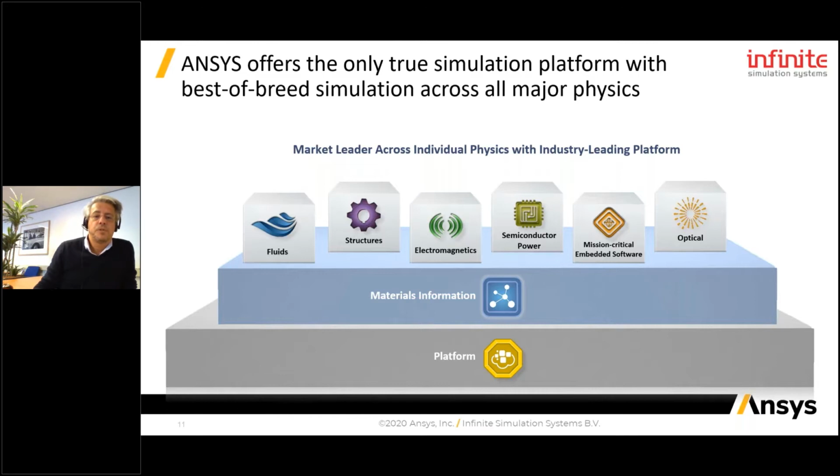And of course all those systems make use of materials, so we have Granta as a material information system, and everything is built on one platform, and that makes it possible that you can use the results from different physics together and make a multiphysics model out of it. Next slide, please.